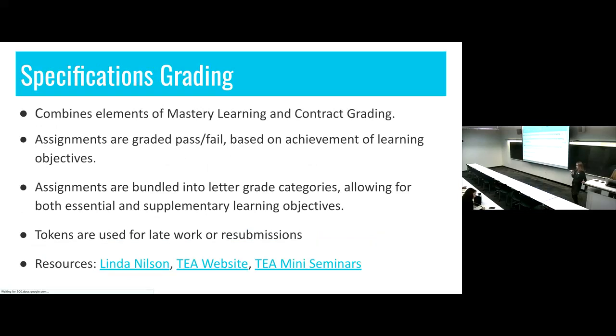So specifications grading, I think, is a newer form, but has gotten a lot of popularity recently. It combines elements of mastery learning and contract grading. So like mastery learning, assignments are graded pass-fail based on achievement of learning objectives. And then assignments are bundled into letter grade categories, allowing for both essential and supplementary learning objectives. So for example, to pass the class, maybe you have to achieve all of the essential learning objectives. And then however many supplementary learning objectives you earn on top of that could be higher grades.